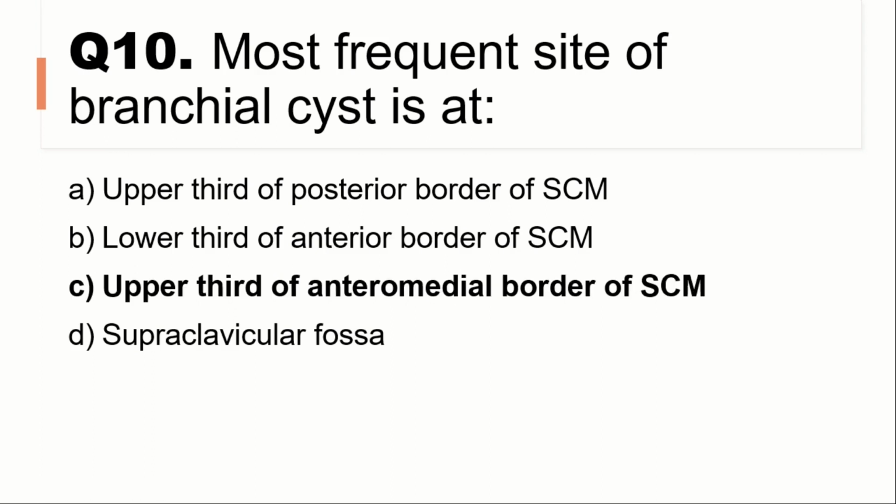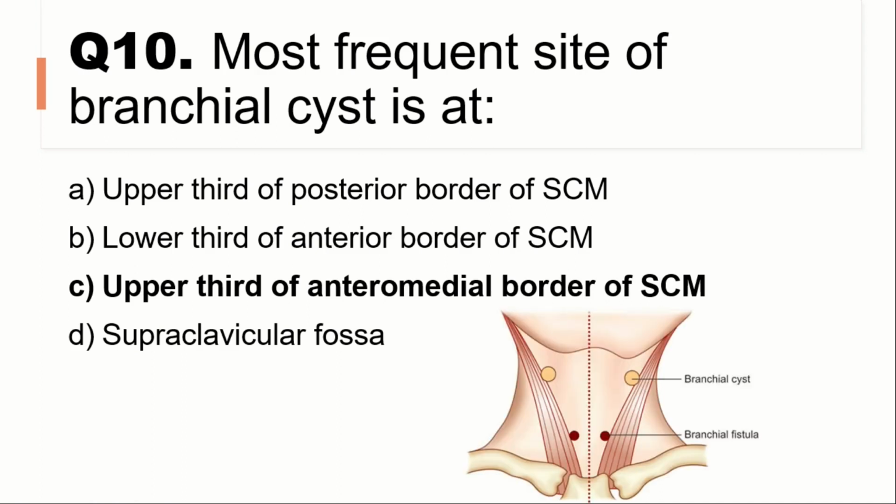Upper third of anterior medial border of sternocleidomastoid muscle. A branchial cleft cyst commonly presents as a solitary painless mass in the neck of a child or young adult. They are most commonly located along the anterior border and the upper third of the sternocleidomastoid muscle in the anterior triangle of the neck.